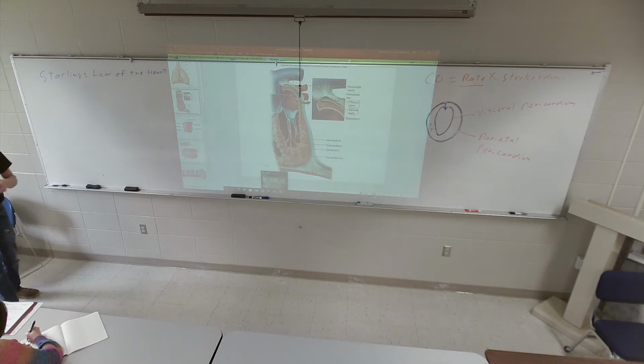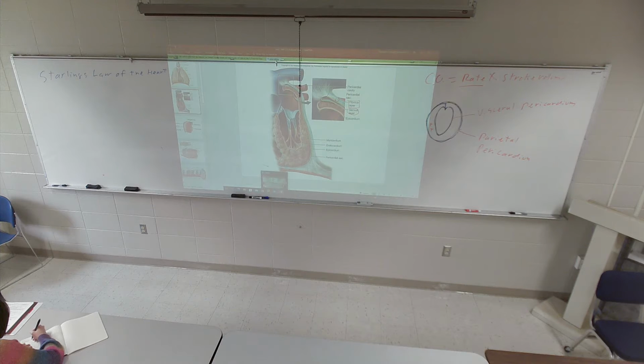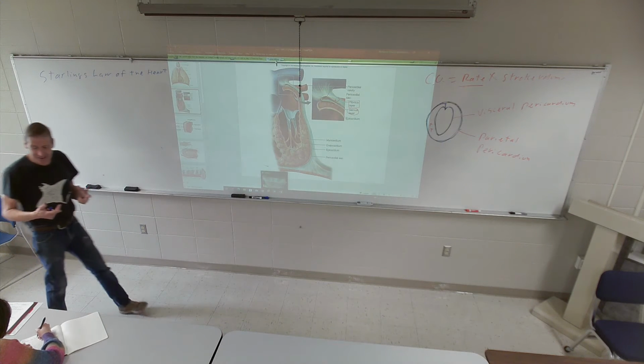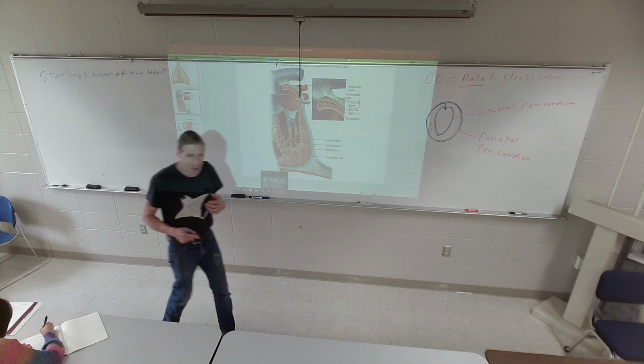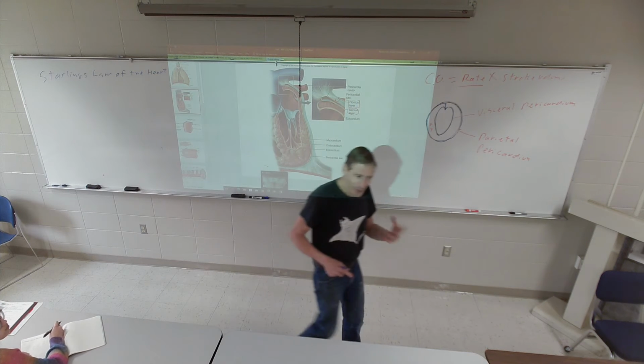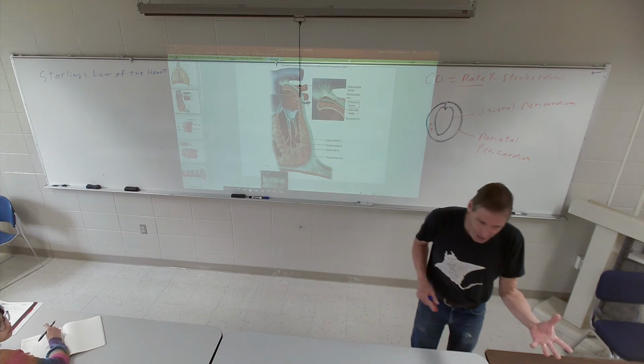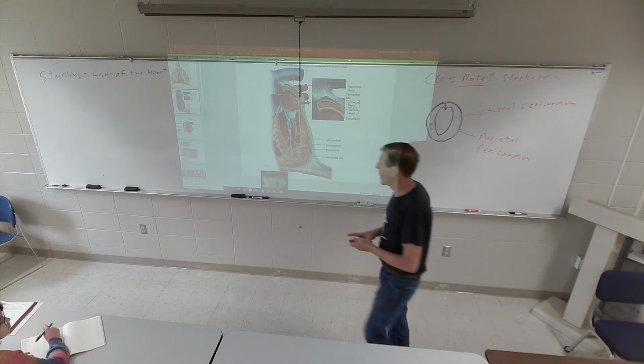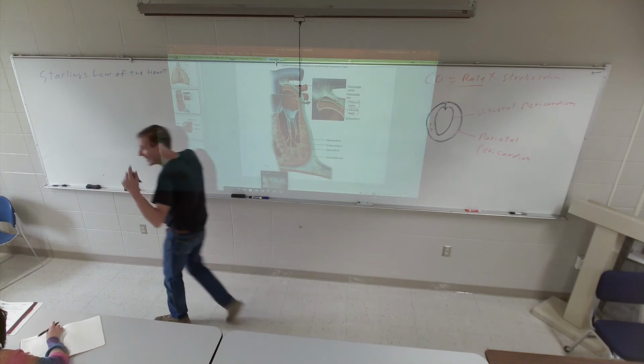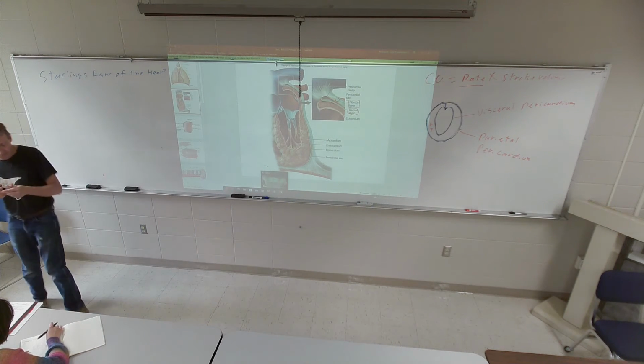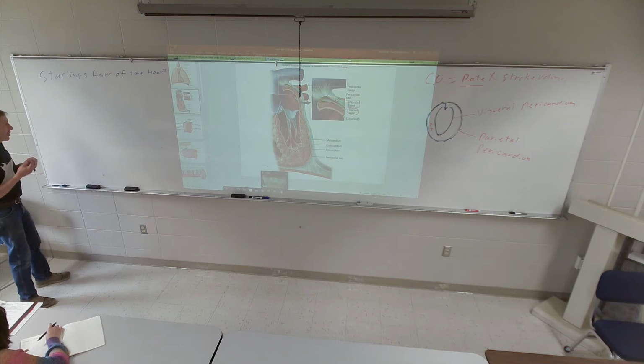Now, your book will give you the formal definition for Starling's Law of the Heart. It'll say something like, the greater the length of the myocardial fibers, the greater the force of contraction. What does that mean? It's that length tension curve. Here's my easy way to remember Starling's Law of the Heart.